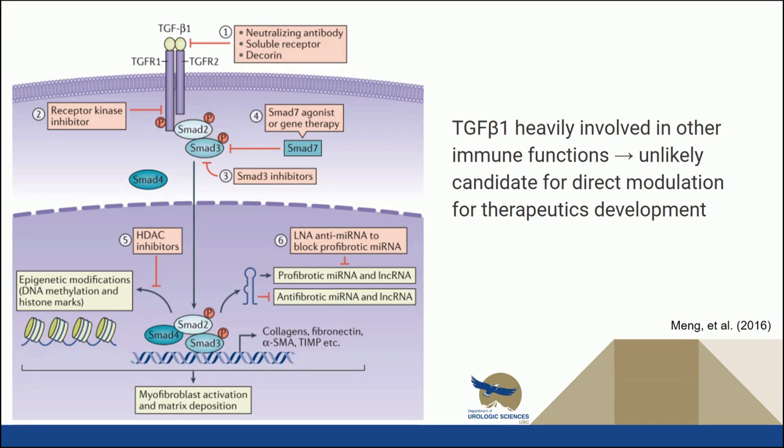So looking at this pathway again, there have been multiple areas that have been proposed for intervention for not just ureteral scarring, but also fibrotic diseases in general. This particular example was taken from a review article that's looking at renal fibrosis and a form of chronic kidney disease. And so these various areas and inhibitions of this pathway have been proposed as areas for potential manipulation. However, complete blockade of TGF-beta 1 is likely not going to be feasible in the sense that it's heavily involved in other immune functions, and so it would have quite severe downstream implications.